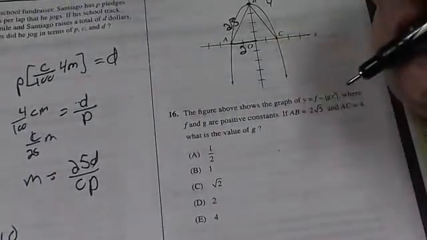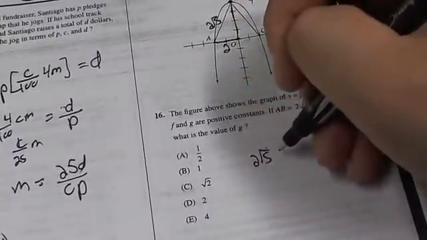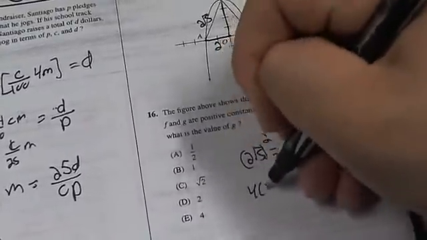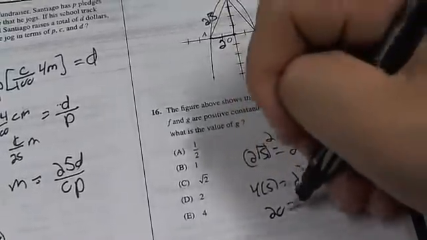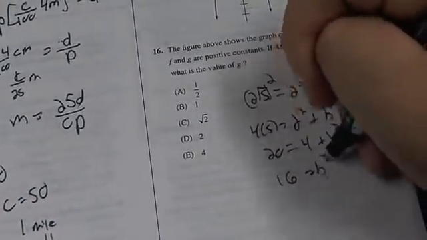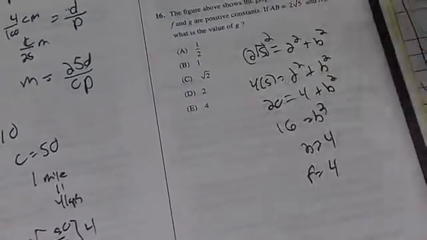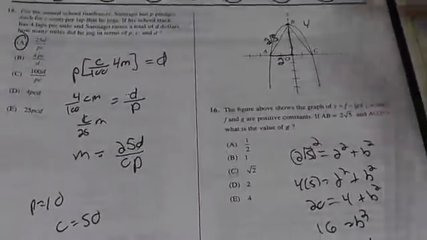So now we have a right triangle. So 2 square root of 5 squared is equal to 2 squared plus b squared. So that's 4 times 5 is equal to 2 squared plus b squared. So 20 is equal to 4 plus b squared. 16 is equal to b squared. B is equal to 4. So f is equal to 4, because remember, this is like the parabola. When this is 0, it's the highest point. So now f is 4.